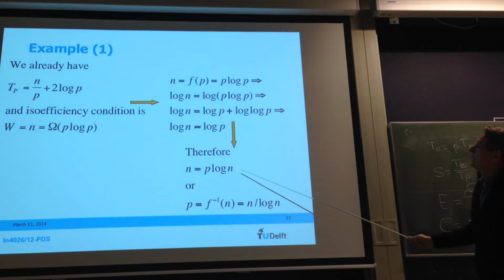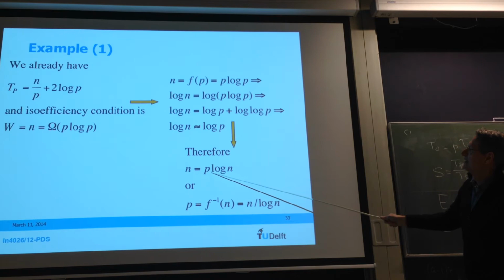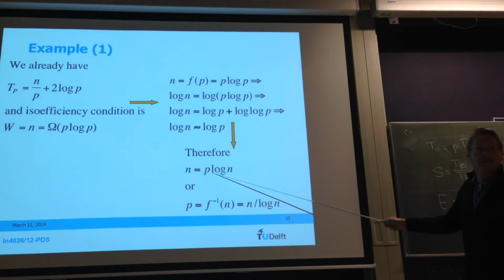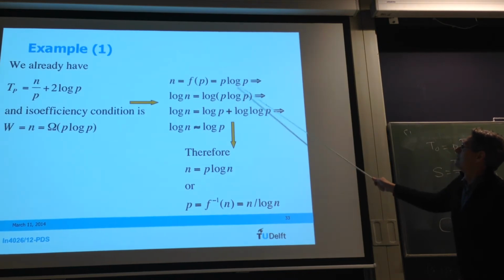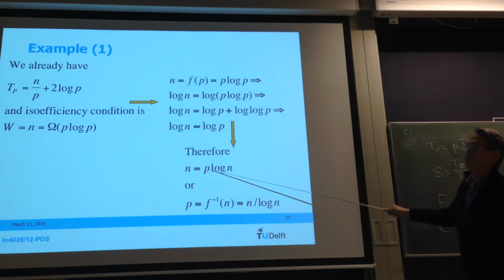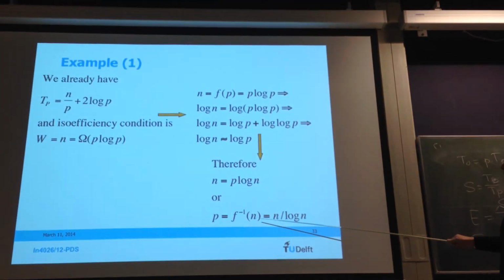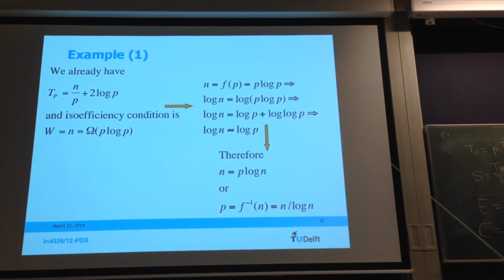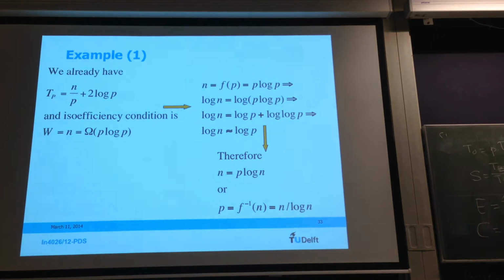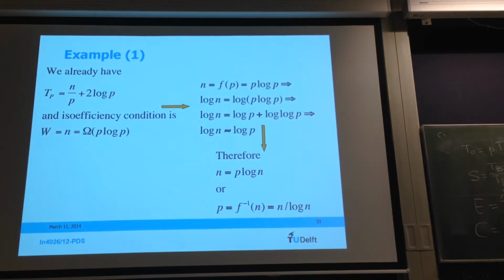Therefore, if we look at this one, we may replace this one by n is p log n, right? Substituting this one in this log p term, we have this back. Or if we take the inverse function, p is equal to n divided by log n. Okay, there we have our p expressed only in n.